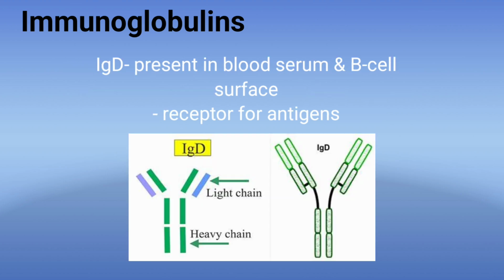And the last one is IgD. This one is present in blood serum in small amounts and on B cell surfaces. It is also a receptor for antigens because it helps anchor cell membranes.